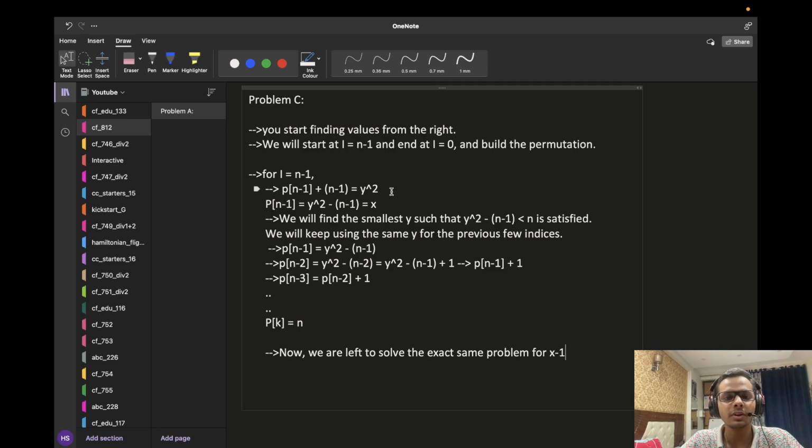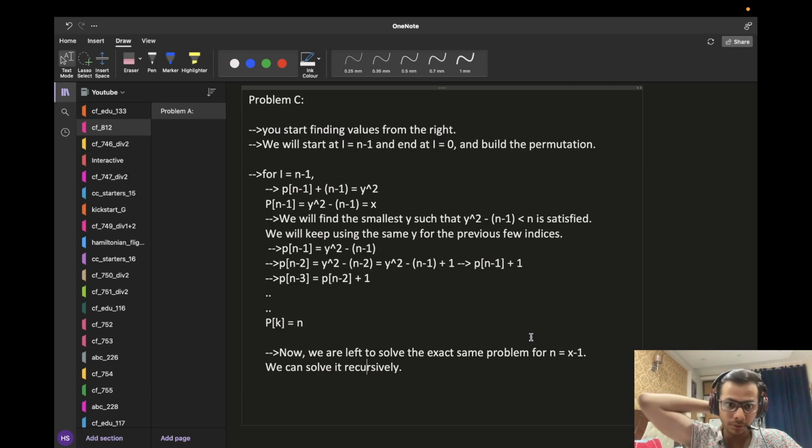Because we just chose a suffix and we filled it with all the numbers starting from x till n. So now we have to fill all the numbers from 1 to x minus 1 into our permutation, and we have x minus 1 indices remaining. So now we are left with the exact same problem for n equal to x minus 1. So now we can solve it recursively. So yeah, this completes the solution to this problem. We just have to do some basic recursion here, and yeah, this problem is solved.